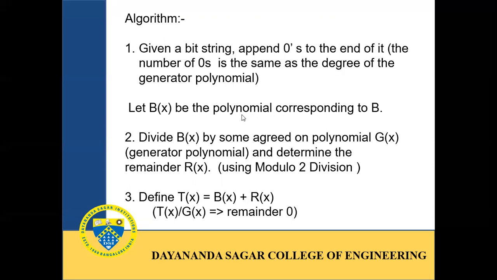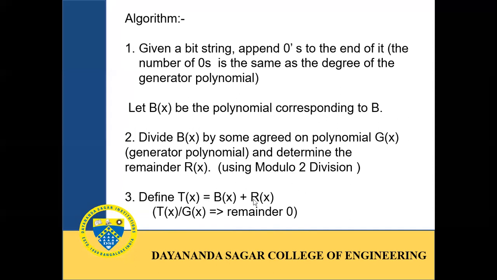B(x) is actually the input data, which is converted to a polynomial of the same degree as the generator polynomial. So B(x) is the input data, and the generator polynomial is represented as G(x). Now after dividing by G(x), we get the remainder R(x). Now this R(x) is added to the input data and the message is generated. Now at the receiver side, if the same transmitted message is divided by the generator polynomial, we get the remainder 0.